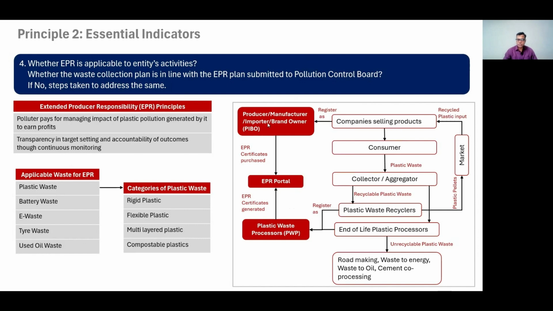PIBO, the producer, manufacturer, or the brand owners, have two options. A, either they manage this entire thing on their own, or they can simply purchase these EPR certificates, thus paying for managing the impact of plastic pollution. So when they buy EPR certificates, it goes to the plastic waste recyclers as revenue. So they are indirectly paying these recyclers and end-of-life processors for managing the entire waste on their behalf.